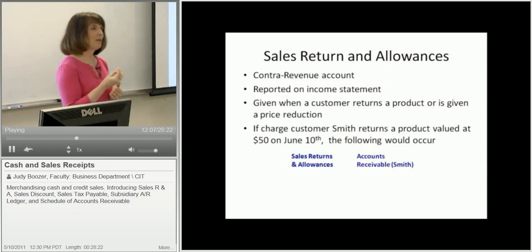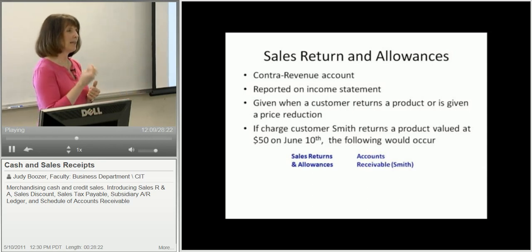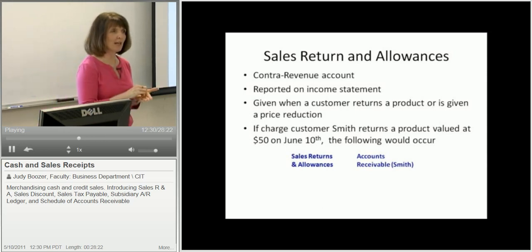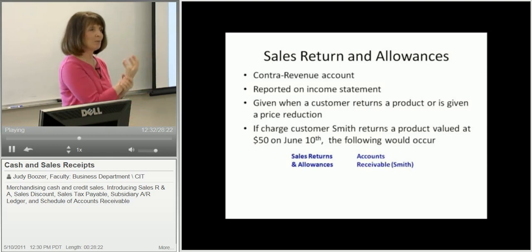So by definition, a contra account must have the opposite balance. So therefore, sales return and allowance is going to have what kind of a balance? A debit. So every time we want to have a return, it's going to be a debit to sales return and allowance. A debit. We're not going to directly affect the sales account. Instead, we're going to keep track of all returns in the returns and allowance account.